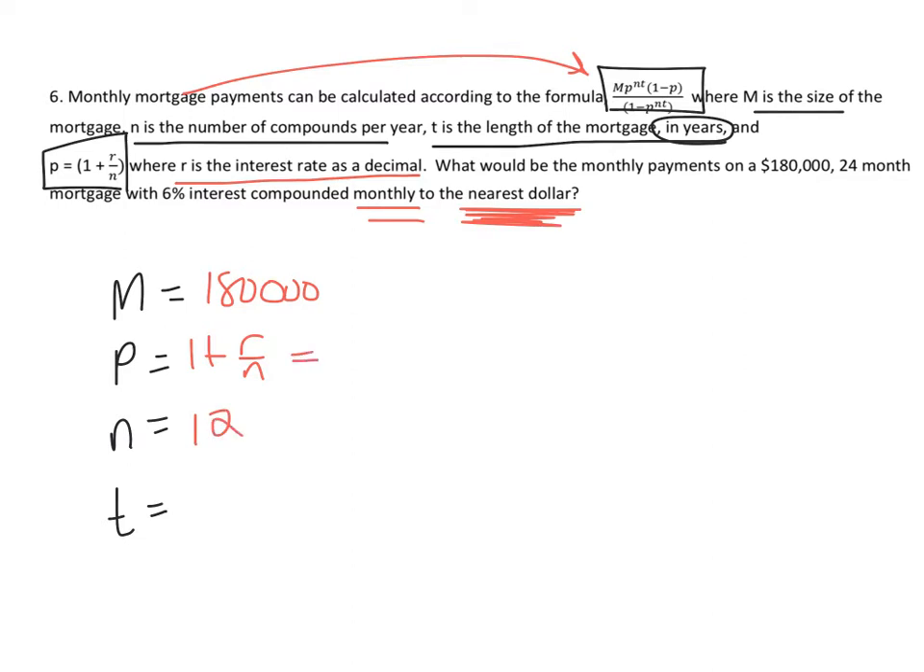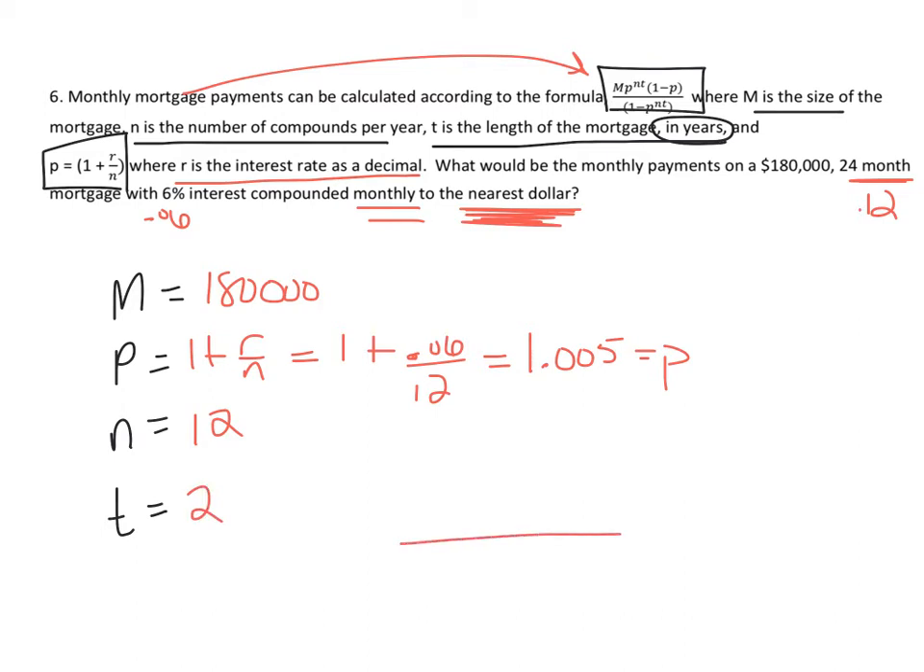R is going to be 0.06, so I'm going to put 1 plus 0.06 over 12 here. And if I type that into my calculator, that gets me P is 1.005. That's your P value. And then T is your time in years, and they told you months, so we're going to divide that by 12 so that we get 2 for T.